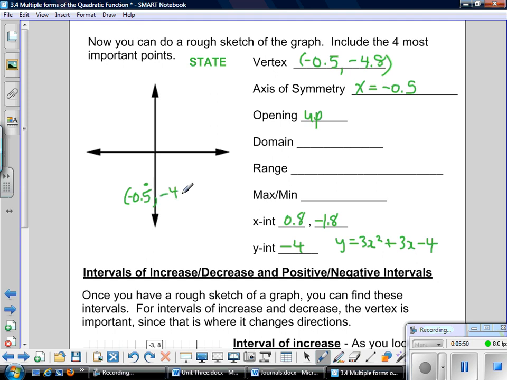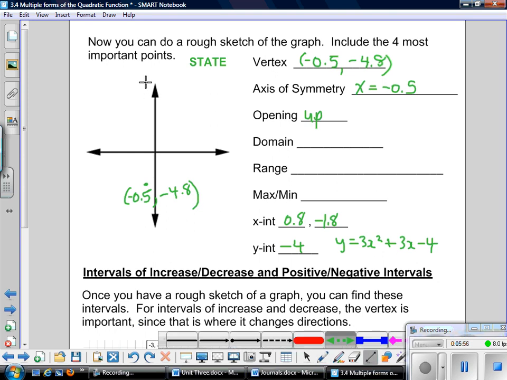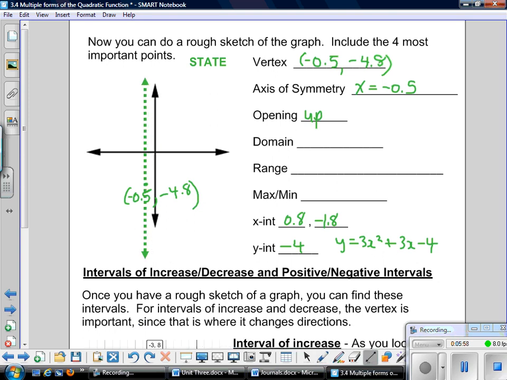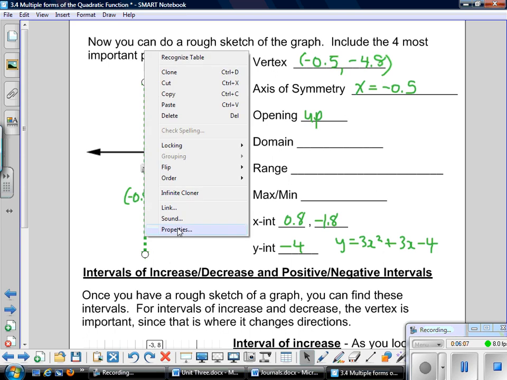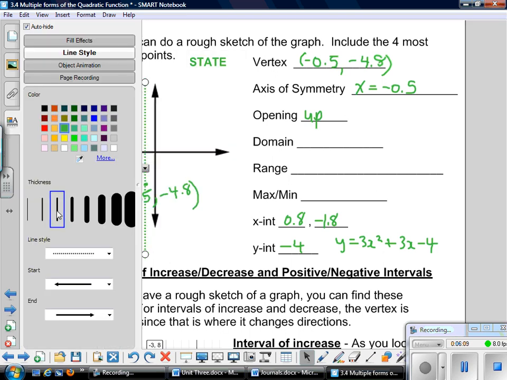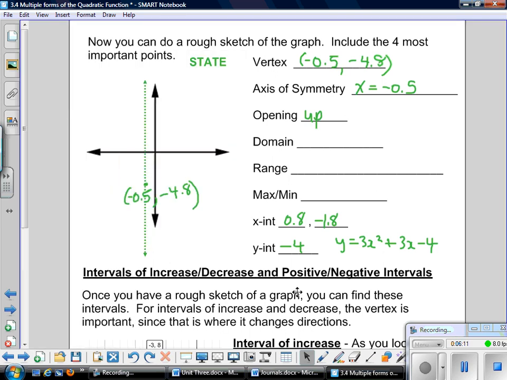Negative 4.8. We know our axis of symmetry goes down through that. So here it comes. Yes, the sound effects are free. So we know that, and I'll make that just a little less thick so it doesn't take away. There we go. So I know that is x equals negative 4, sorry, negative 0.5.